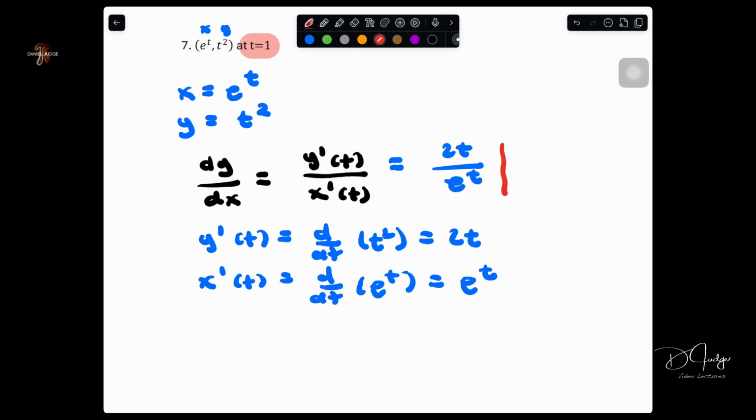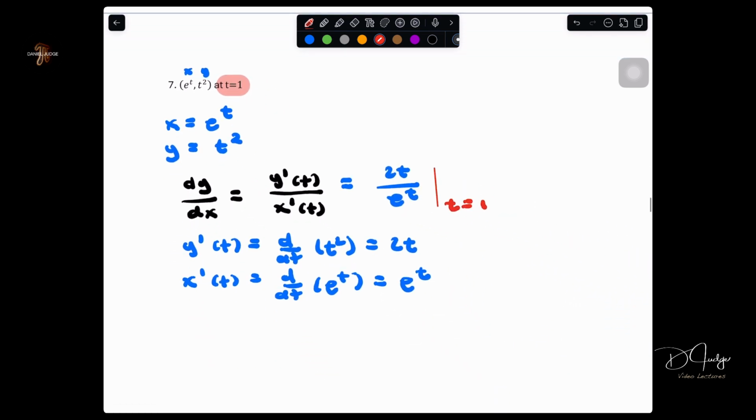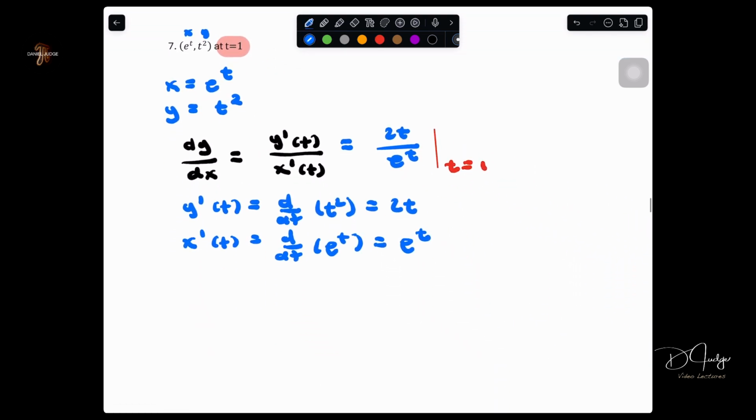Now this is to be evaluated when t is 1. Okay, so we have t being the value 1. That's your parameter value. So just plug in that value here. 2 times 1, e to the 1, which gives you 2 over e. So here's the answer to number 7.